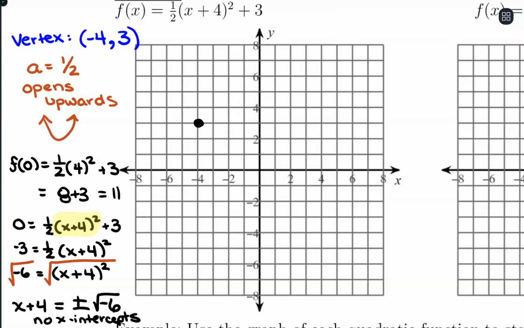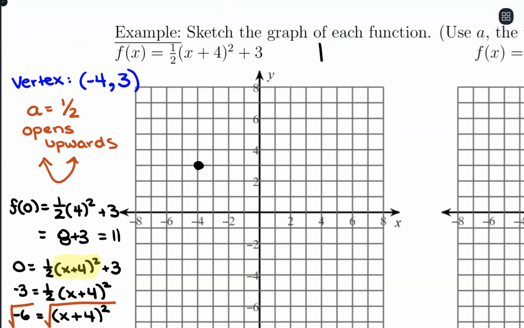So with all of that, all I have graphed right now is the vertex (-4, 3). I know it should be opening upwards, but I need at least one more point to graph in order to do this. The y-intercept is off the page, and we don't have any x-intercepts. So I'm just going to make a table of values, and look close to x equals -4. So let's look at x equals -3.